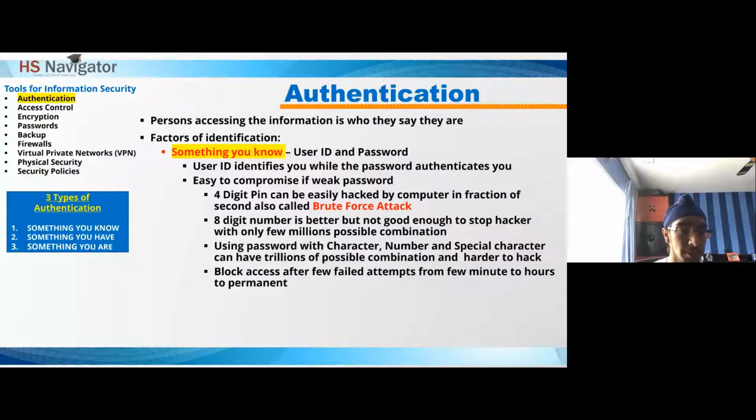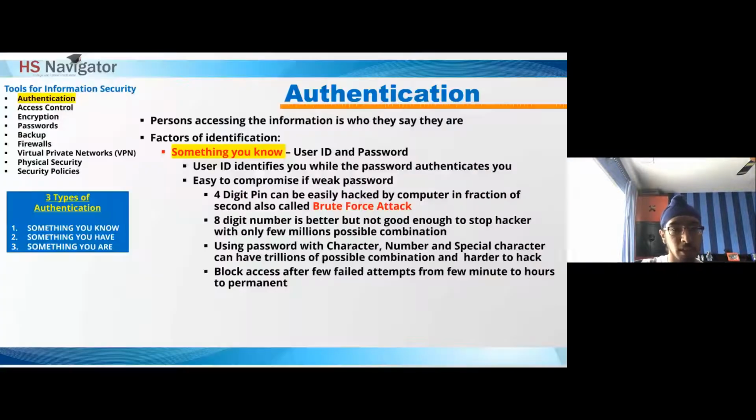Like a 4-digit PIN. If your password is 1234 or any sort of 4-digit number, then a computer can easily run through all the 4-digit numbers and get into your account that way. This is something called a brute force attack. An 8-digit number is also better, but not good enough. We might think of an eight-digit number as having a few million combinations, and we might think, oh, there's no way a computer can do that. But then you have to realize that computers can do hundreds of thousands of calculations in a second. So a few million combinations is honestly nothing to a computer.